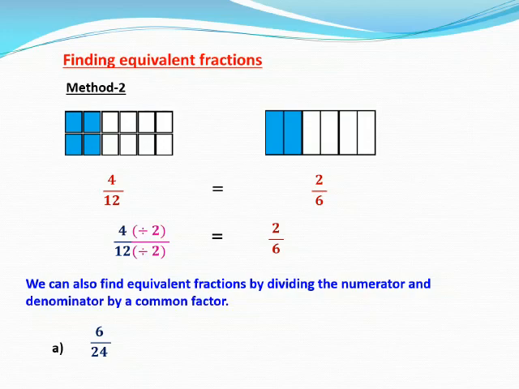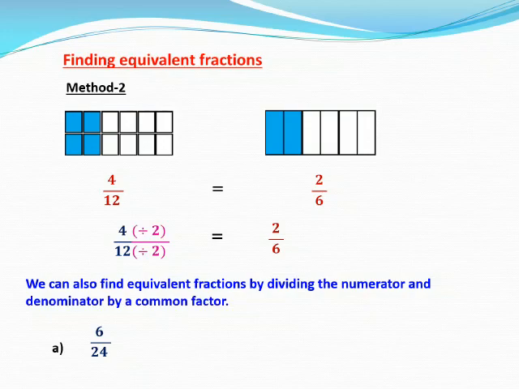How can we find out the common factor? Here we can use the divisibility rule. You have already learned, right? You can see that 6 and 24 both are even numbers. So 2 is a factor of 6 and 24. That means 6 and 24 are divisible by 2.